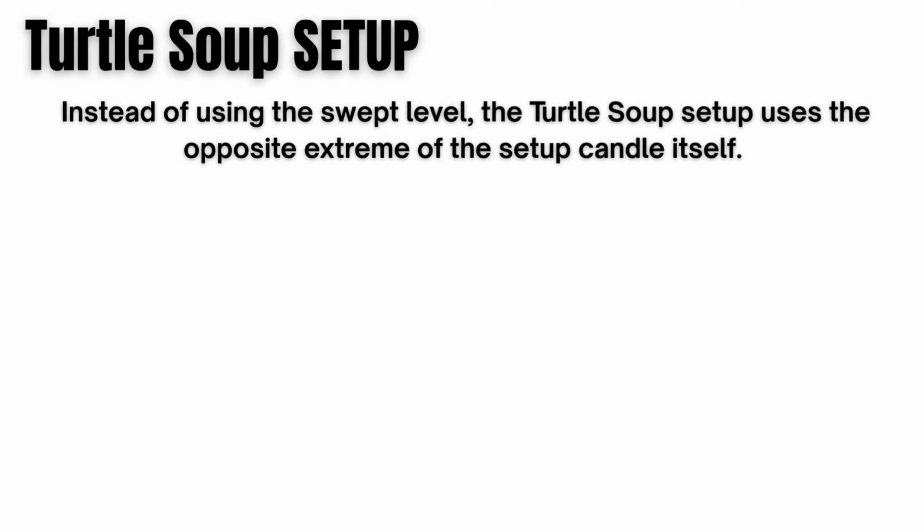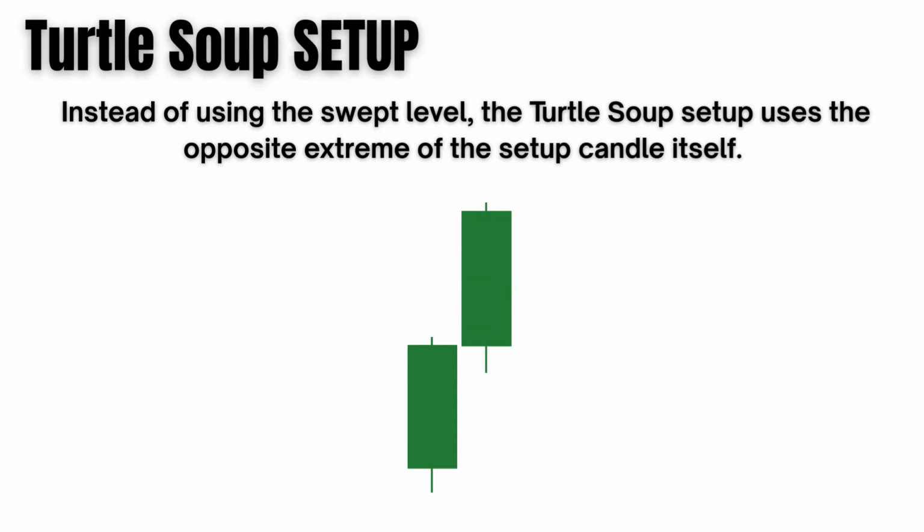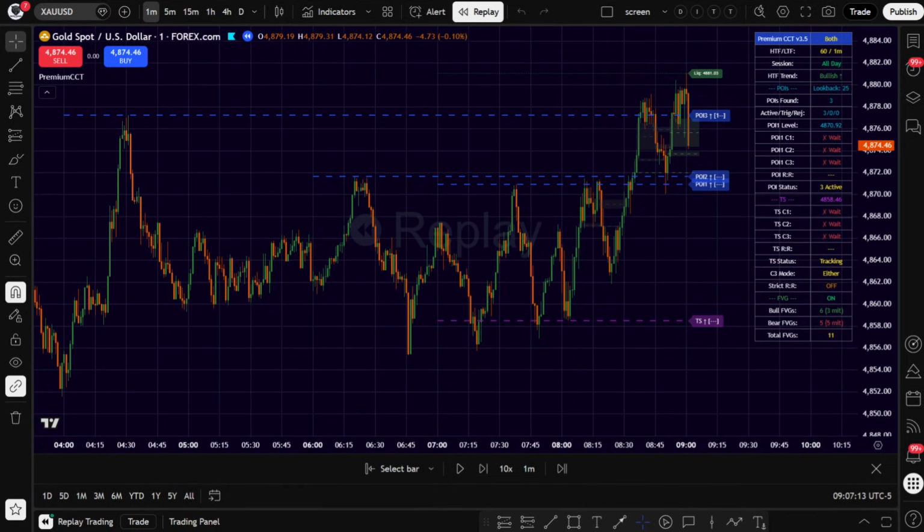TS stands for turtle soup. This is a completely different entry concept. Instead of using the swept level, the turtle soup setup uses the opposite extreme of the setup candle itself. So for a bullish setup, while POI uses the high that got broken, turtle soup uses the low of that breakout candle as your entry level. Let me show you on the chart. See this bullish setup here? The blue line is your POI. That's the high that got swept. But this purple line down here, that's the turtle soup level, the low of the setup candle.